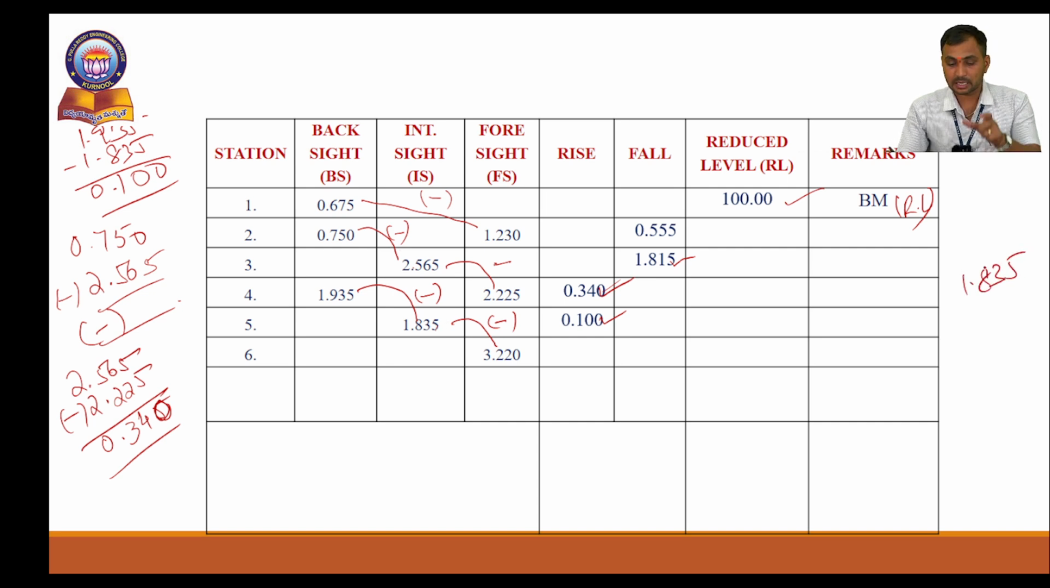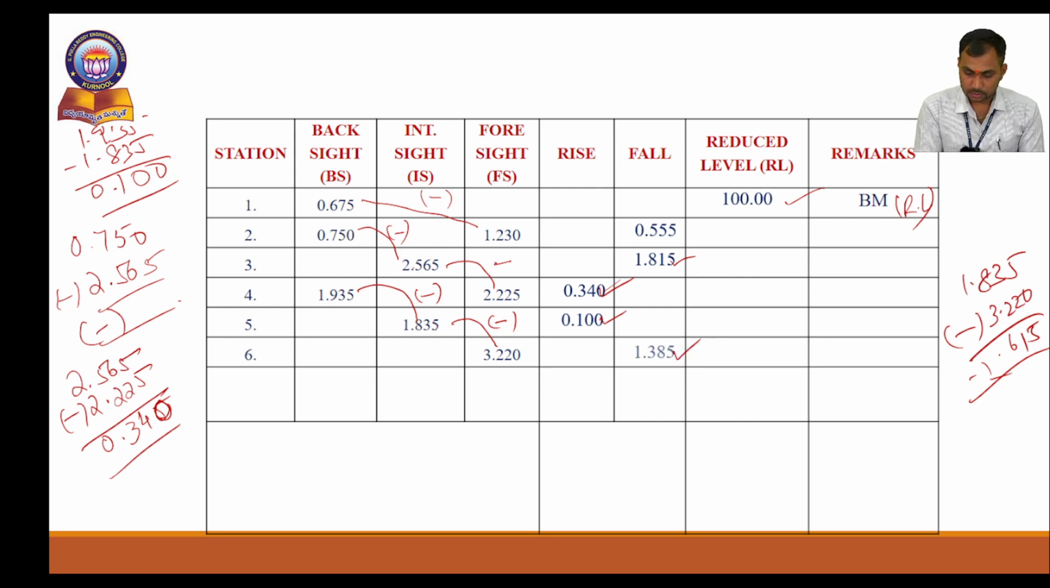1.835, nothing but intermediate side, minus 3.220. If we calculate here, definitely the value will be negative. Okay. So nothing but minus 1.385 meters. Okay, my dear students.